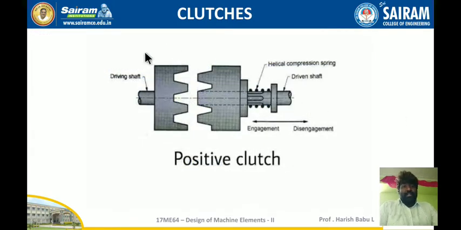So you can see the sketch over here. It is a positive clutch where you can see the jaws. The engagement can be done using the lever operation. There is a helical compression spring which engages or disengages the driving shaft with the driven shaft. So engagement can be done like this, the jaws will get interlocked and you'll get the movement. These jaws may be either square or spiral.